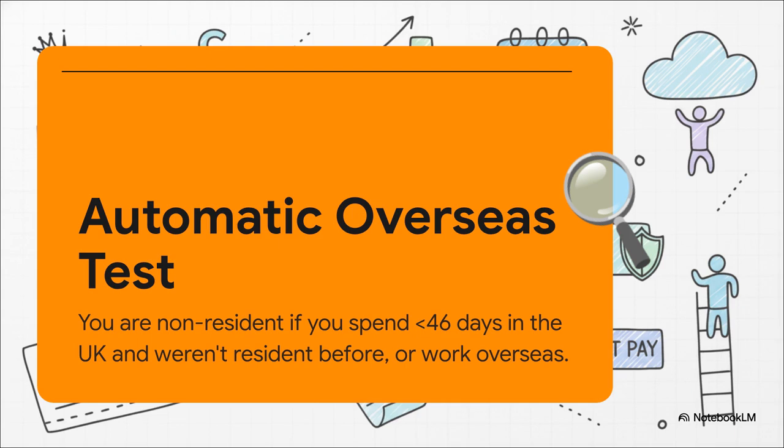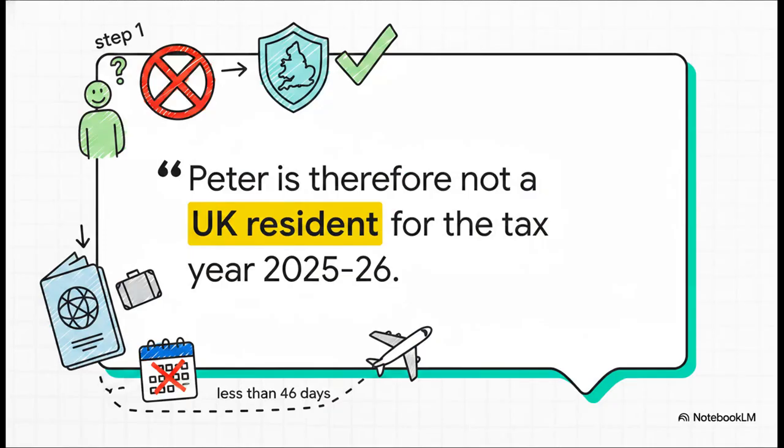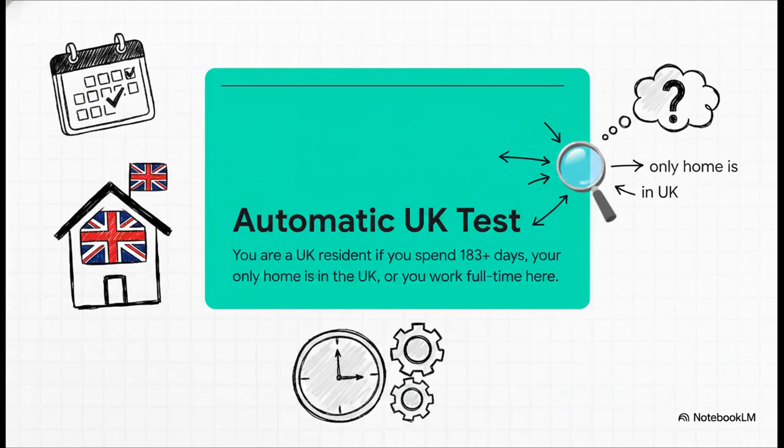Let's take an example. Let's call him Peter. So, Peter spent just 40 days in the UK this year and he wasn't a resident before. Bam! Right there, he passes the automatic overseas test. His journey through the flowchart ends at step 1. He's automatically a non-UK resident. Simple as that. Okay, but what if you don't pass that first test?